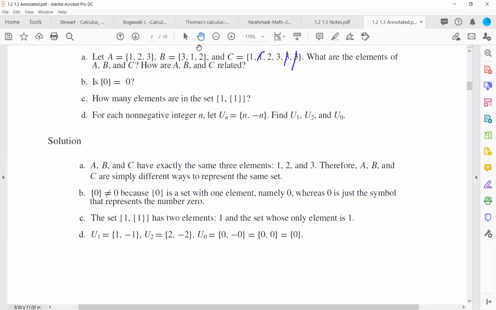The answer to part B is, of course not. They are not the same. The set including 0 is a different object than the element 0. On the left-hand side, you have an object, which is a set. On the right-hand side, you just have a number or an integer. They are not the same.